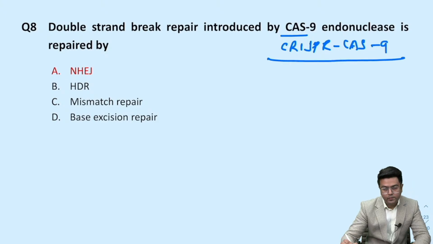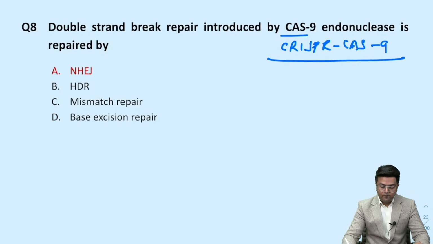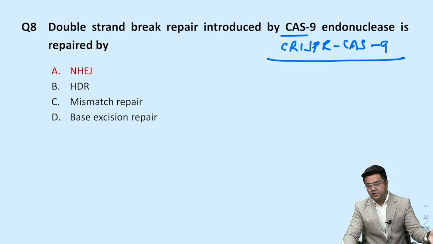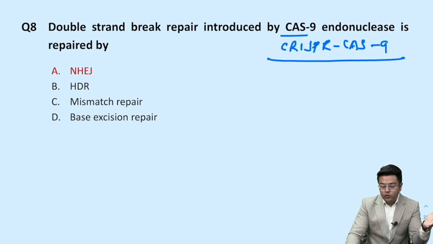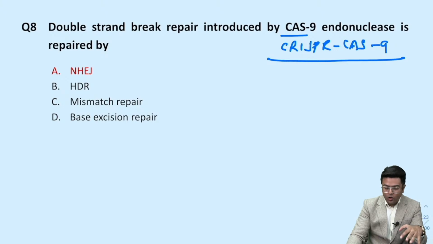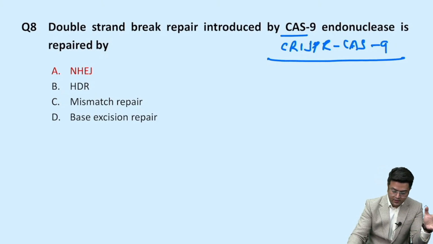Which was the Nobel Prize in 2020, the discovery of CRISPR Cas9. Though it is already in our textbooks, it was discovered almost 10 years back, but the prize was given and announced in 2020. So non-homologous end joining is the answer, right?